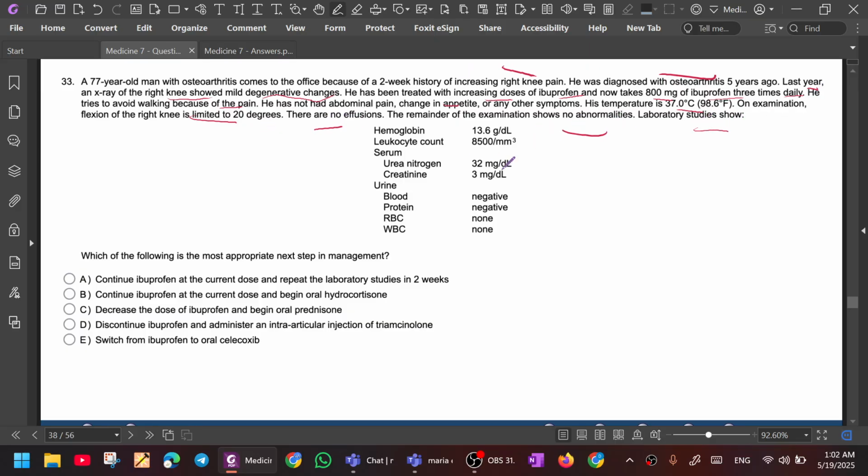The remainder of the exam is fine. Leukocyte count is normal. Urea is high and creatinine is high. Let me check hemoglobin. Hemoglobin is actually fine. Urine: blood negative, protein negative, RBCs none, and white blood cells none. Most appropriate next step in management?